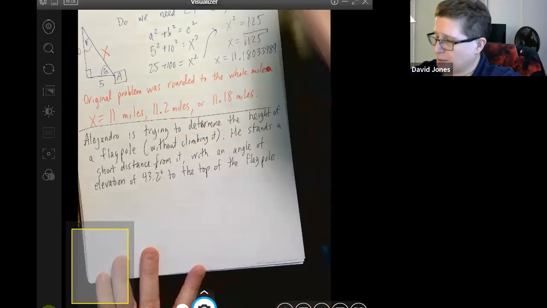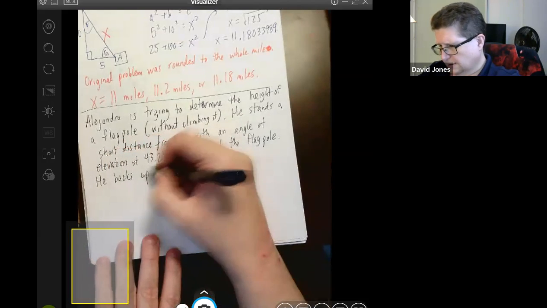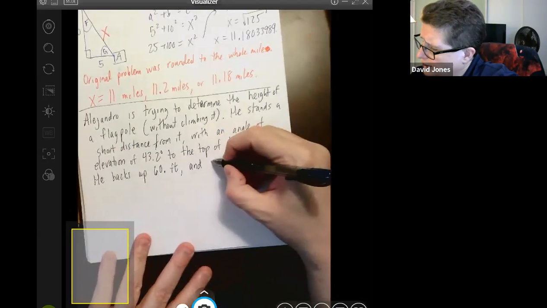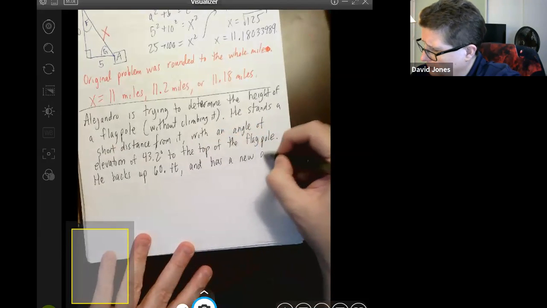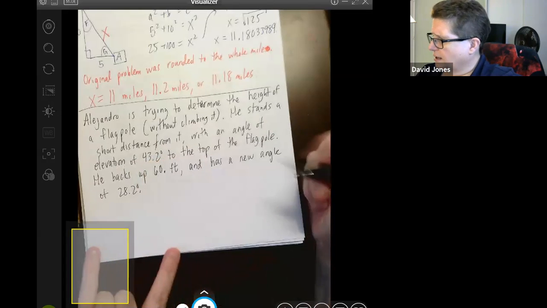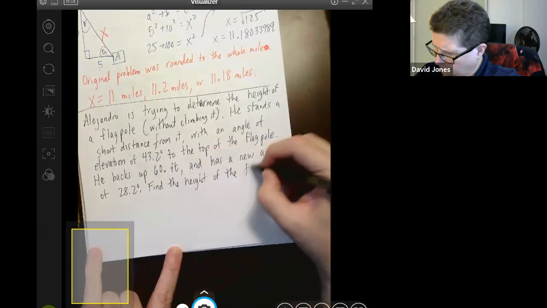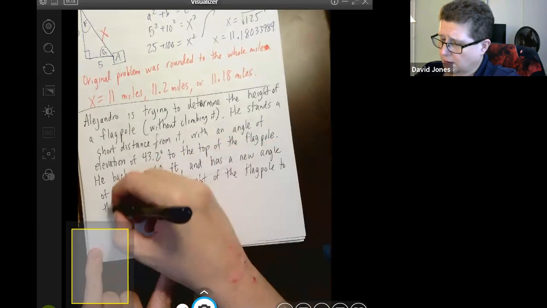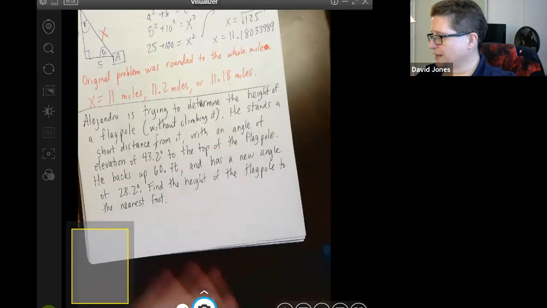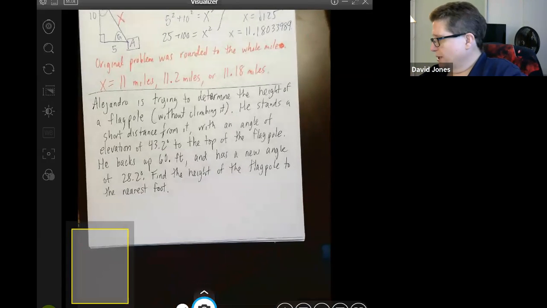I might not be able to get it all on this page. We might have to do the art on the next one. He backs up 60 feet. Let's say exactly 60 feet. And has a new angle of elevation of 28.2 degrees. Find the height of the flagpole to the nearest foot. Yeah, we're going to need another page for that picture. So I'll let you guys process that for a second, write it down. We'll start doing a picture.